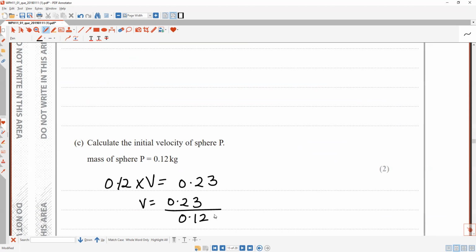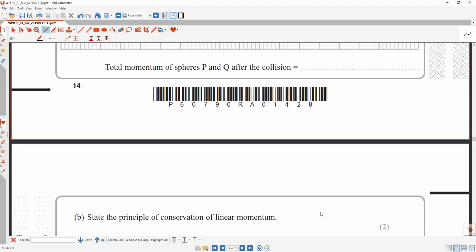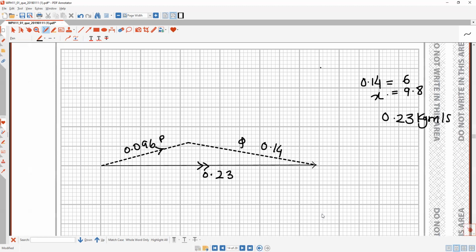Everybody clear with this concept? Here, most of the students get confused because they didn't give us anything. But you know the final momentum after the collision with the help of the vector diagram. What is it? 0.23. That final momentum was the initial momentum. If you know your momentum properly, you have to understand this. That's why rote learning doesn't work in this one. You have to understand how momentum works. Momentum before the collision should be equal to momentum after the collision. Fine.